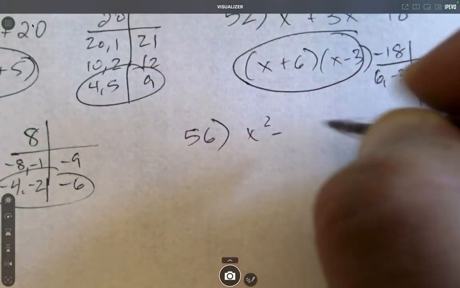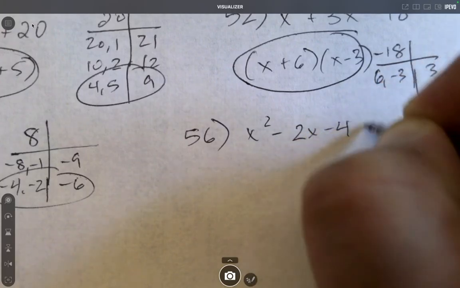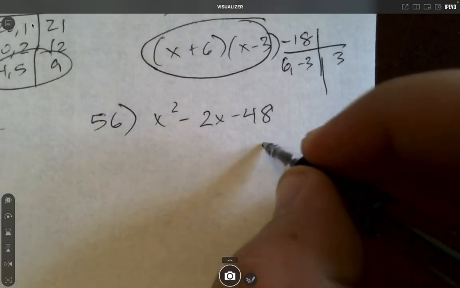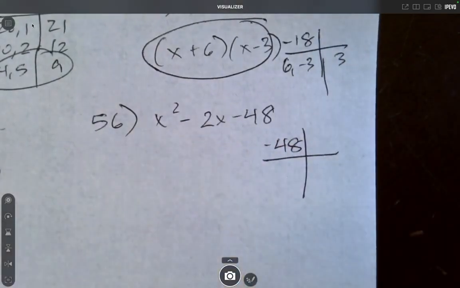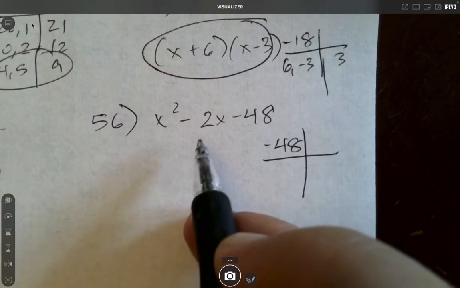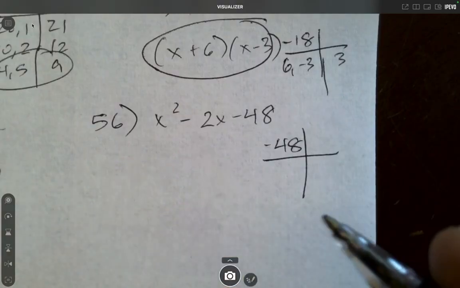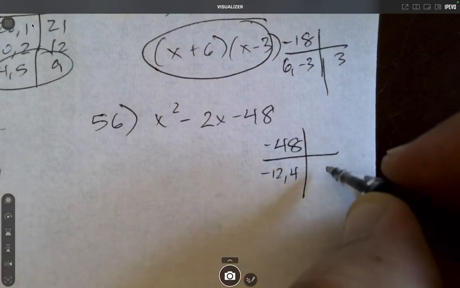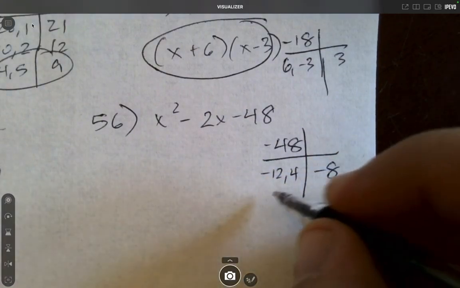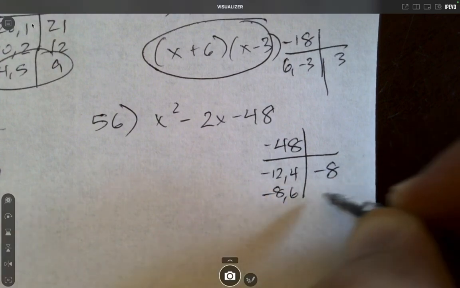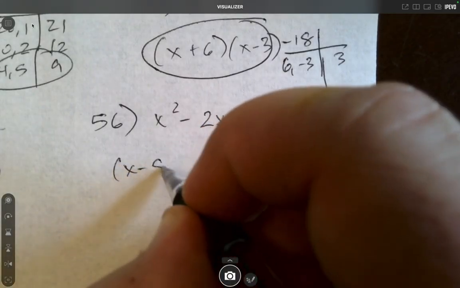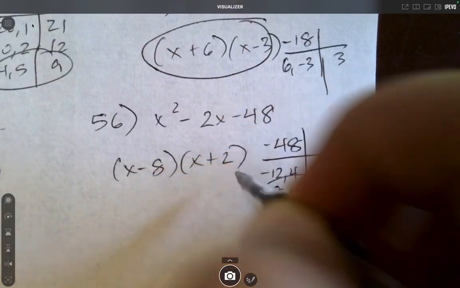56: x squared minus 2x minus 48. So we want something that multiplies to be negative 48, meaning we'll have to have one positive and one negative, and adds up to a negative 2, which means we'll need the bigger one to be negative. So I could try like negative 12 and 4. That adds up to negative 8. Try negative 8 and positive 6. There we go. That's what adds up to negative 2. So we have x minus 8, x plus 2.